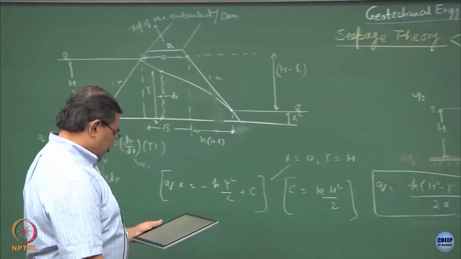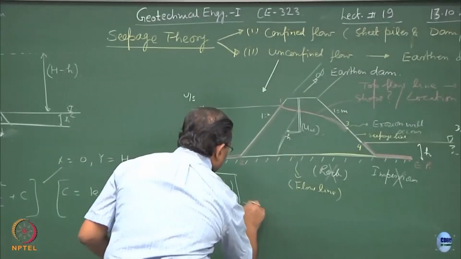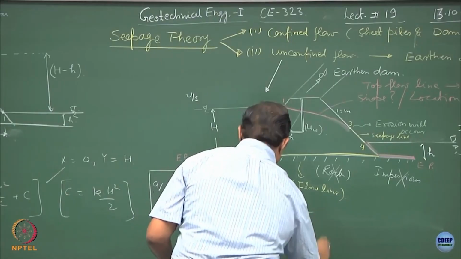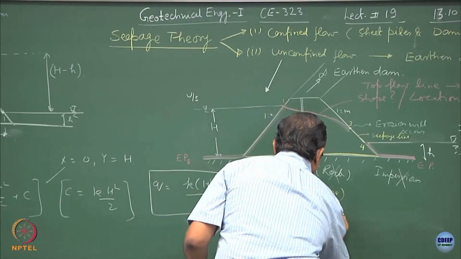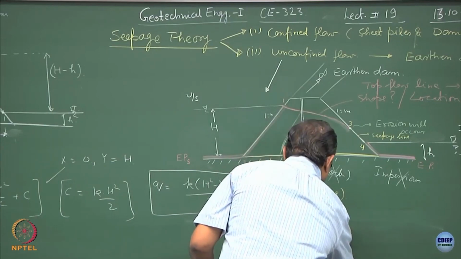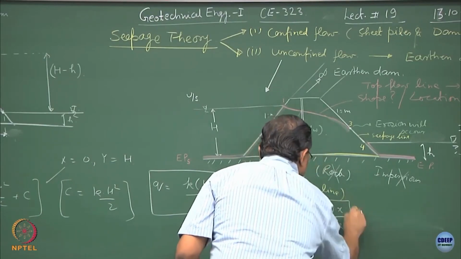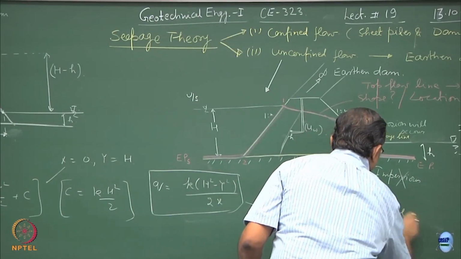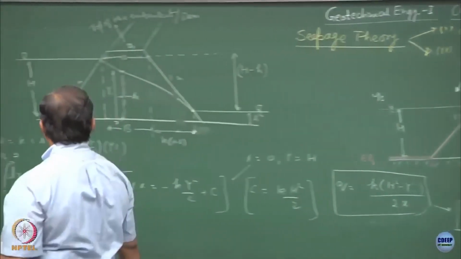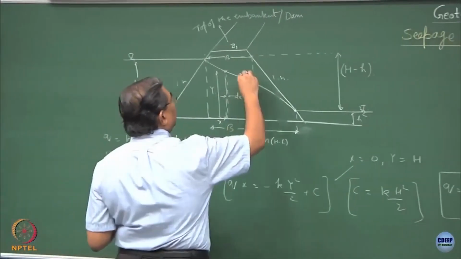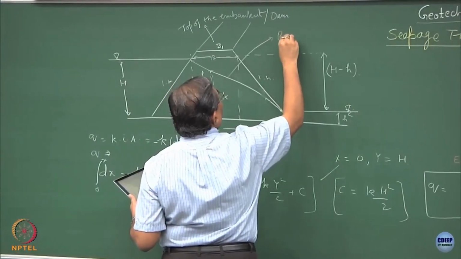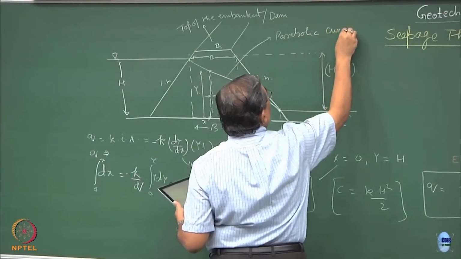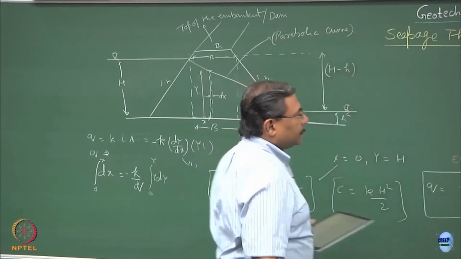I hope you can realize that this is the equation of the parabola, where I can write y square equal to H square minus 2 times q x upon k. This is the equation of the parabola. So, what we have proven is that the top flow line happens to be a parabolic curve. This is okay.